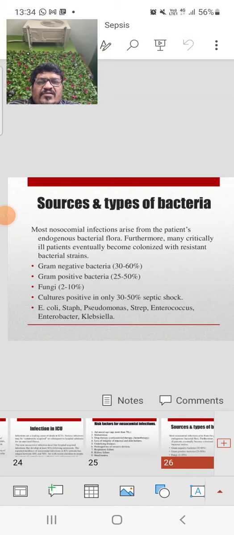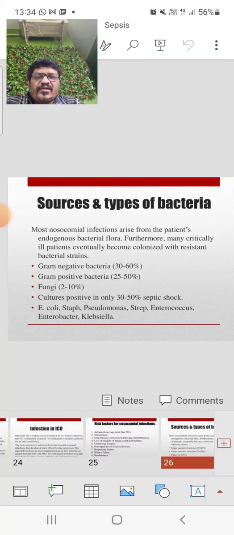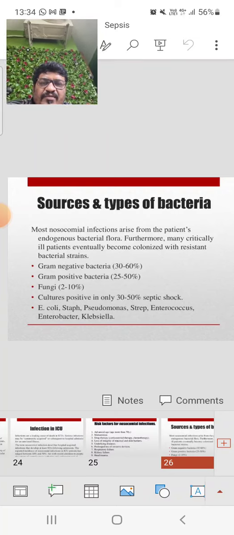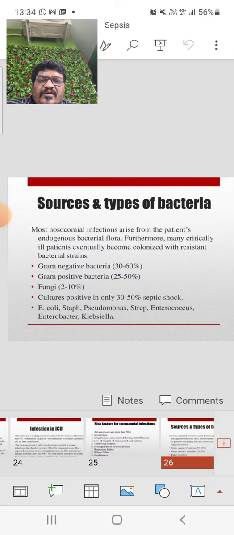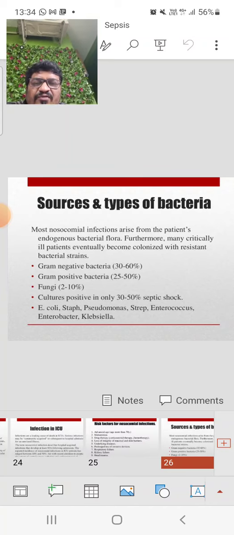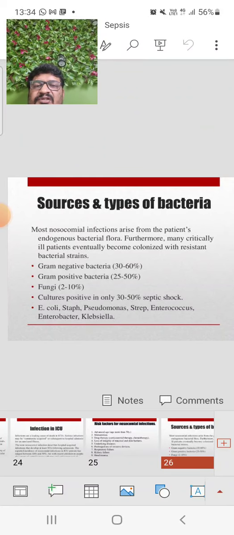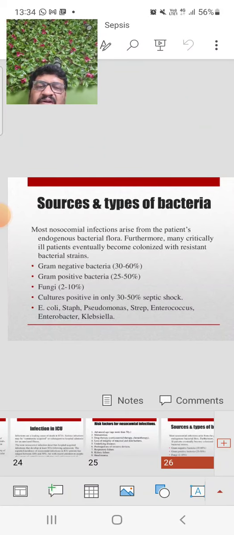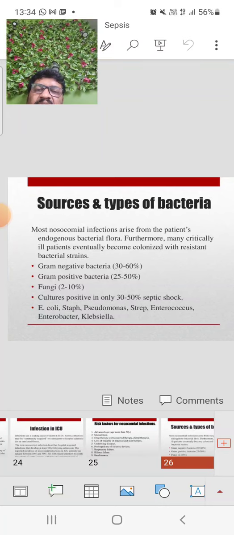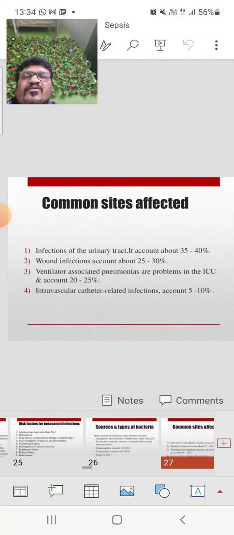Most nosocomial infections arise from the patient's own bacterial flora. Furthermore, many critically ill patients eventually become colonized with resistant bacterial strains. Gram-negative bacteria account for 30 to 60%, gram-positive bacteria 25 to 50%, and fungi 2 to 10%. Cultures are positive in only 30 to 40% of septic shock patients. E. coli, Staphylococcus, Pseudomonas, Streptococcus, Enterococcus, Enterobacter, and Klebsiella are the common bacterial sources of infection.